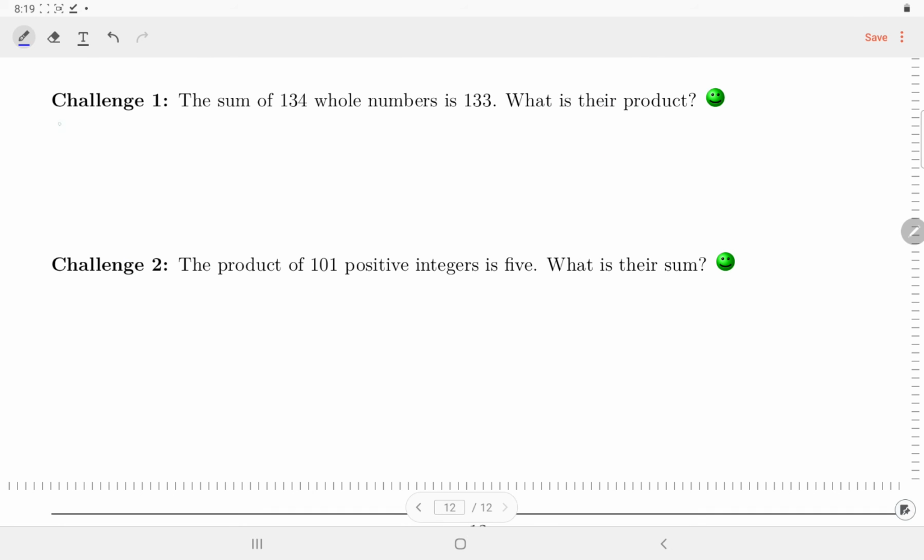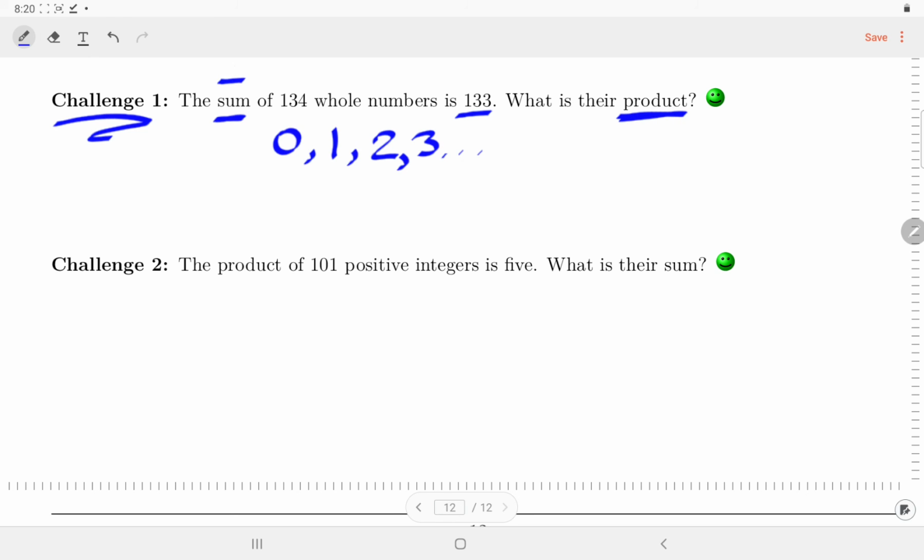And don't be scared of the challenge questions. These are not mandatory, but let's look at this one. The sum of 134 whole numbers is 133. Remember, the sum is the result of addition. So we're adding 134 whole numbers. Whole numbers are 0, 1, 2, 3, and so on. We want to find their product.